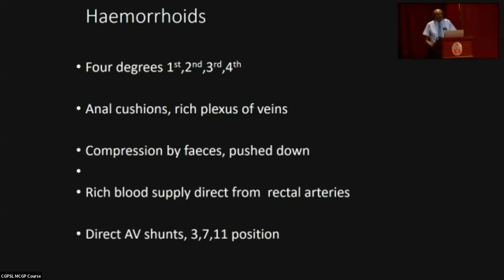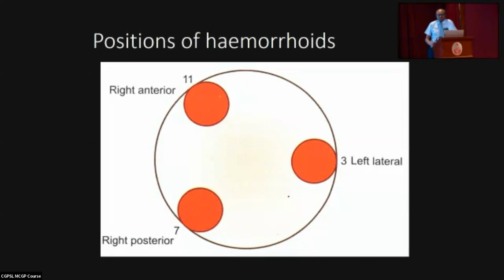So initially, when we were medical students, we were taught that these were varicosities of the superior rectal vein. But then people observed that the blood that these patients bleed is bright red blood, and therefore it is not venous blood. So now it is believed that there are three hemorrhoidal cushions which are usually situated in three positions, that is the right anterior, right posterior, and the left lateral. Also called the 3-7-11 positions if you keep the patient in the lithotomy position.